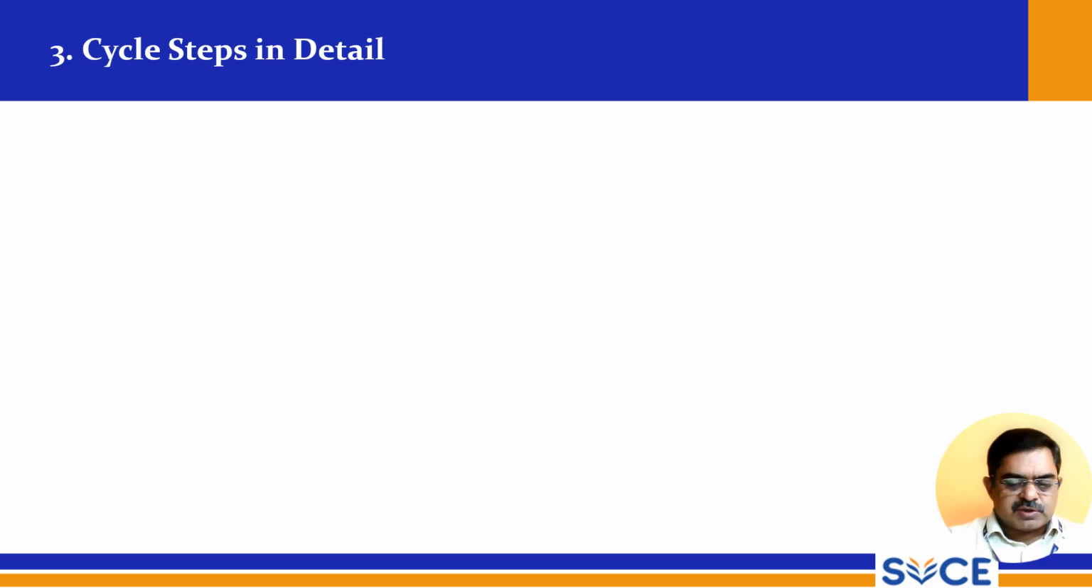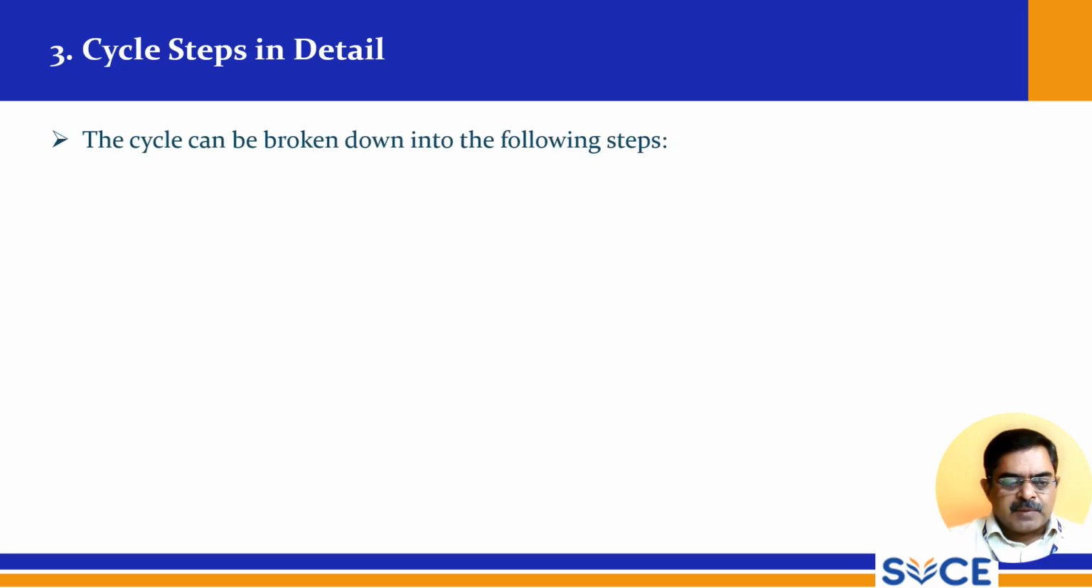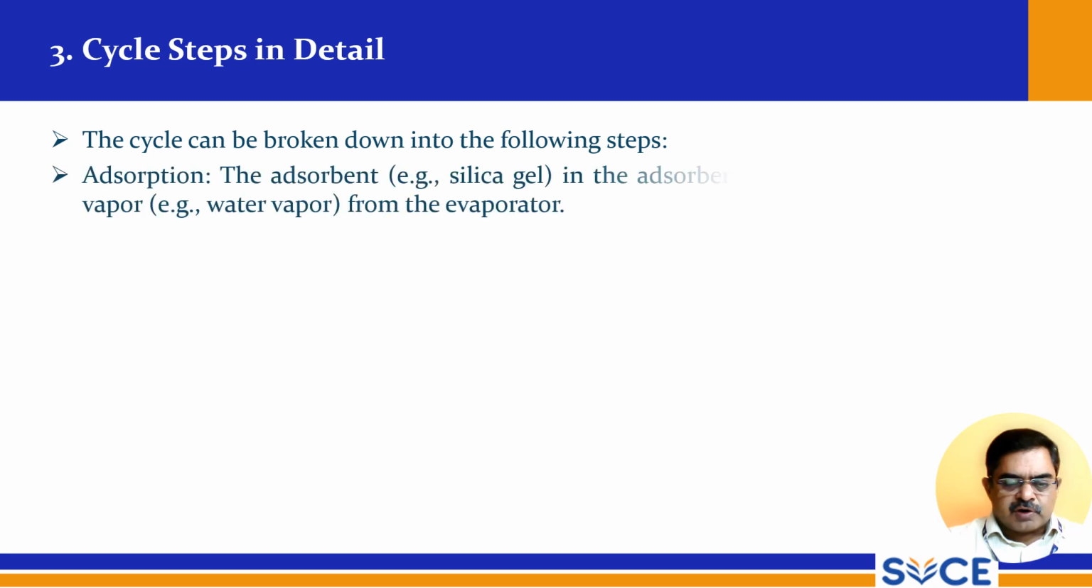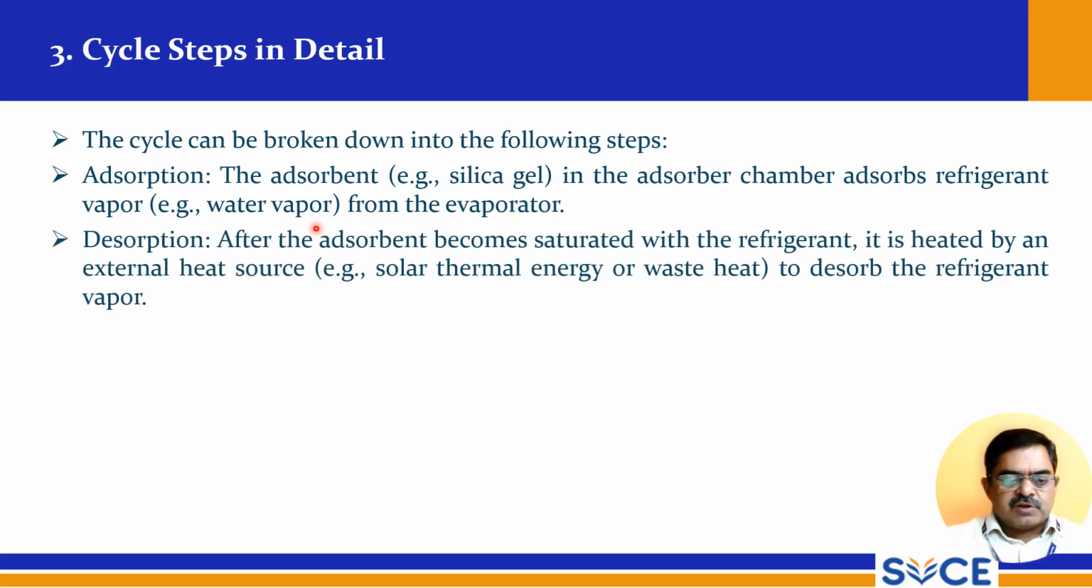So the cycle steps, in an elaborated way, can be broken down into the following steps. That is absorption. The absorbent, that is silica gel in the absorber chamber, absorbs refrigerant vapor, which is nothing but water vapor from the evaporator. Desorption is after the absorbent becomes saturated with the refrigerant, it is heated by an external heat source, normally solar thermal energy or waste heat, to release the refrigerant vapor.